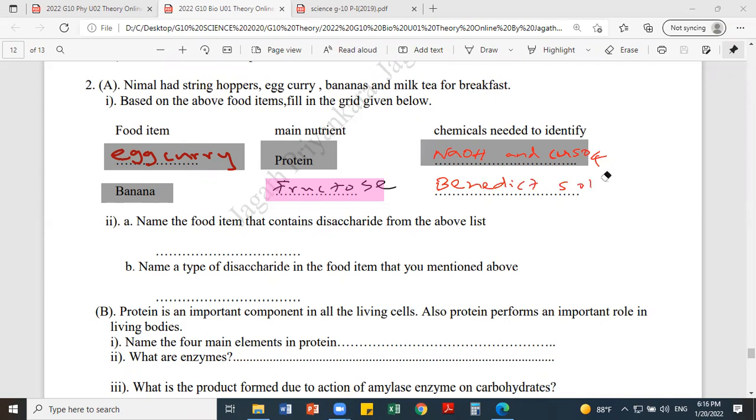Okay, those who are done, you can mark the answers with the red pen. Theoretic chapter and questions before we start today's lesson. Benedict solution.